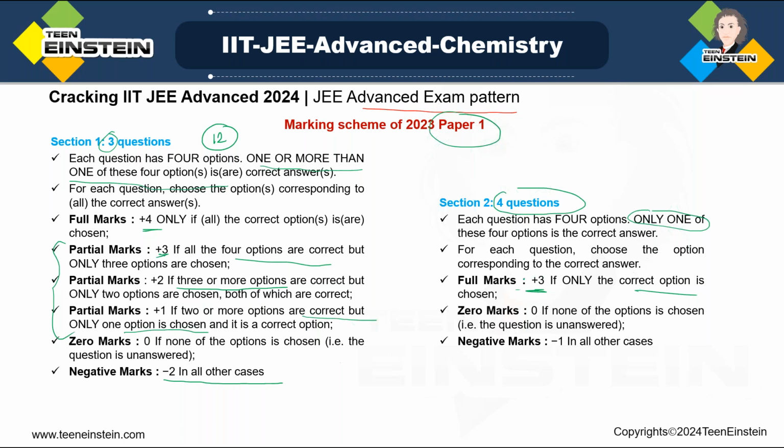Now, +3 and a total of 4 questions, that means the maximum marks you can get from this section, I'm talking about 2023, obviously it may change this year, I'm just giving you some idea, that's why I'm discussing this, is again 12 from this section. There are 0 marks if it is unanswered, and negative marking in all other cases if you are choosing any wrong option.